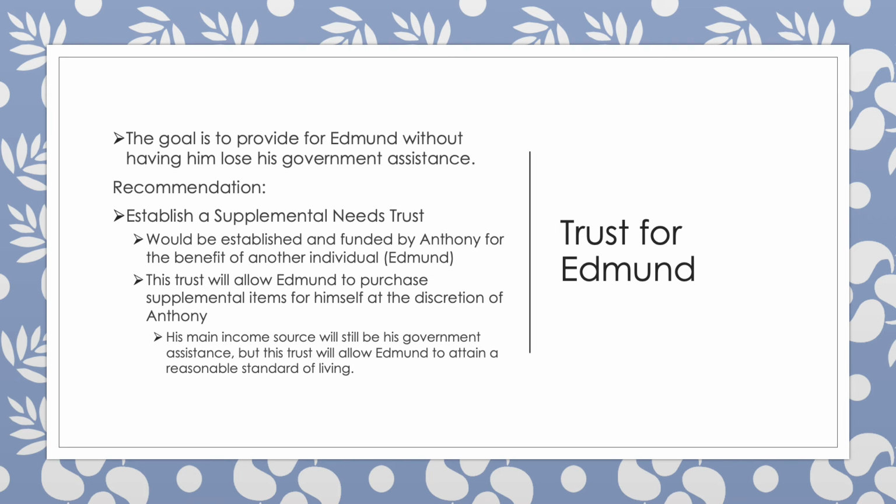Now we're going to talk about the trust for Edmund. The goal of this is to provide for Edmund without having him lose his government assistance. So my recommendation is to establish a supplemental needs trust. This supplemental needs trust would be established and funded by Anthony for the benefit of another individual, being Edmund. This trust will allow Edmund to purchase supplemental items for himself at the discretion of Anthony. His main source of income will still be his government assistance, but this trust will allow Edmund to attain a reasonable standard of living.